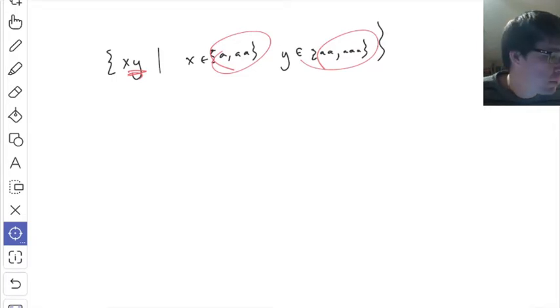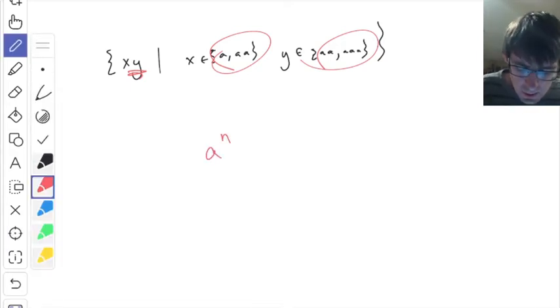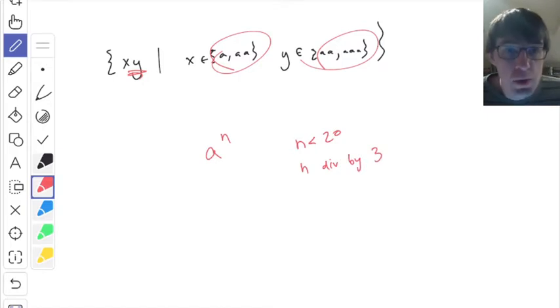For part D, when it says you need something that's less than 20 and divisible by 3, the empty string wouldn't be divisible by 3, so would that mean it wouldn't be in there as well? No, I think the empty string is in there because it says a to the n, where n is less than 20 and n is divisible by 3. But 0 does count as divisible by 3. Oh, 0. Okay. Then a to the 0 would just be the empty string. Yep.